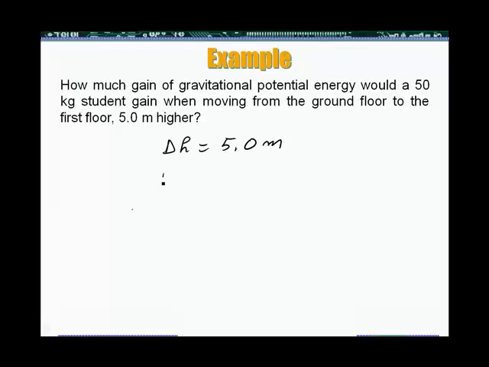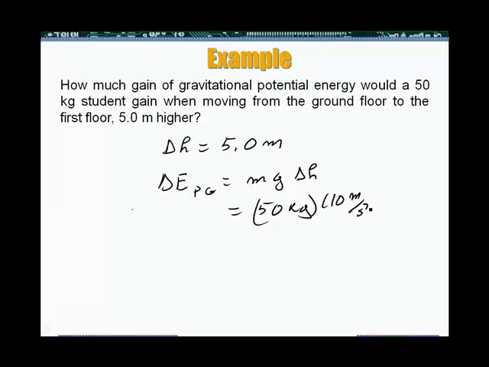So the change in gravitational potential energy is going to be just mg times the change in height. So in here, we have m 50 kilograms, g 10 meters per second squared, and then change in height is 5 meters. So 50 times 10, 500, times 5. That will give us 2500 joules. Okay, let's move on.